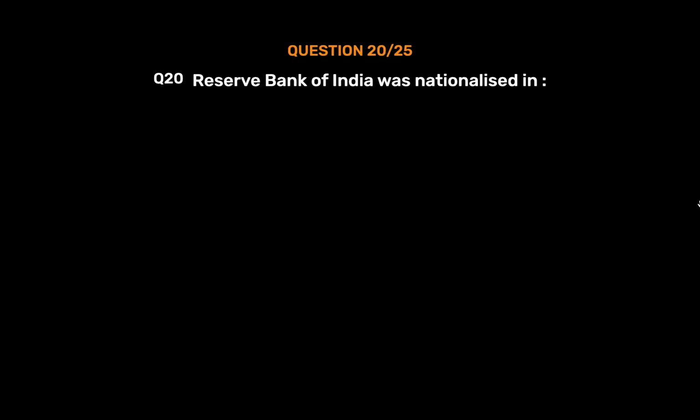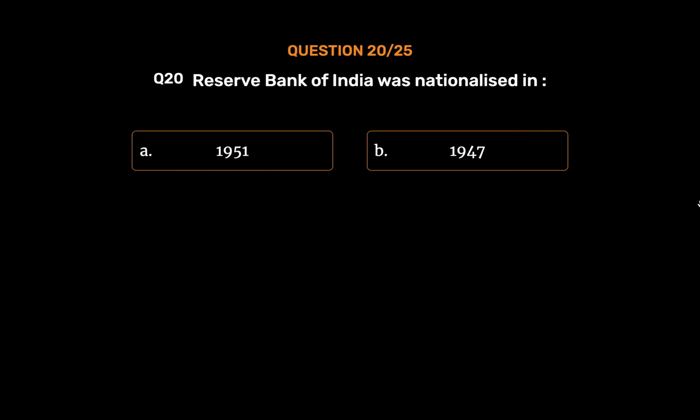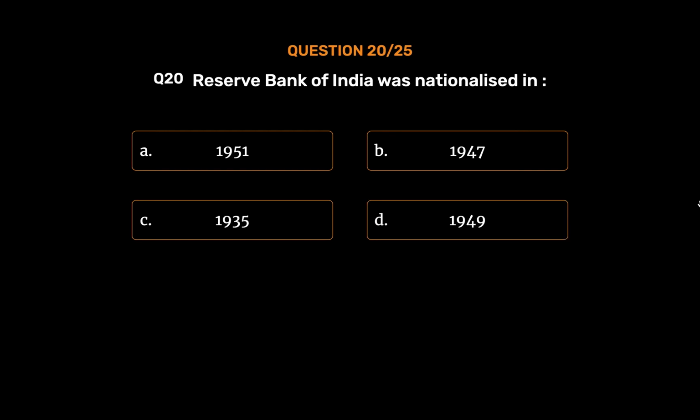Question number 20. Reserve Bank of India was nationalized in option A. 1951. Option B. 1947. Option C. 1935. Option D. 1949. The correct answer is option D.